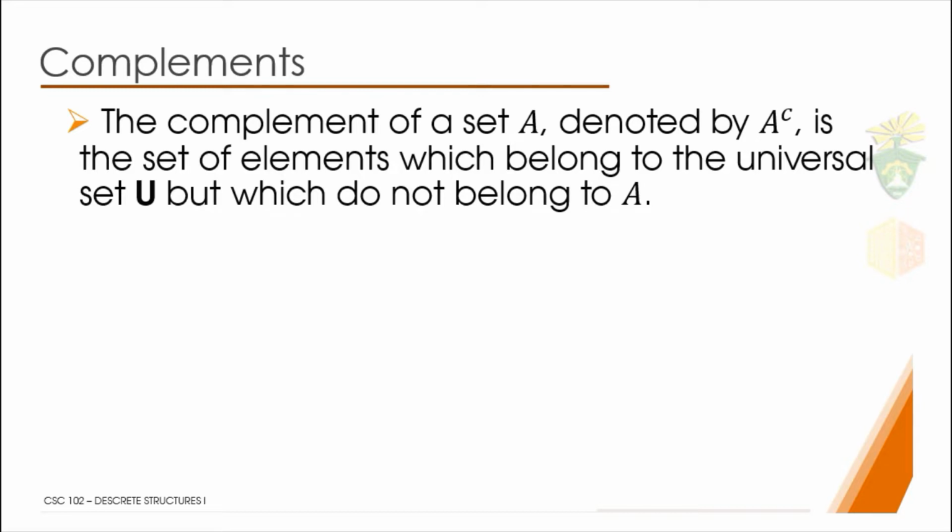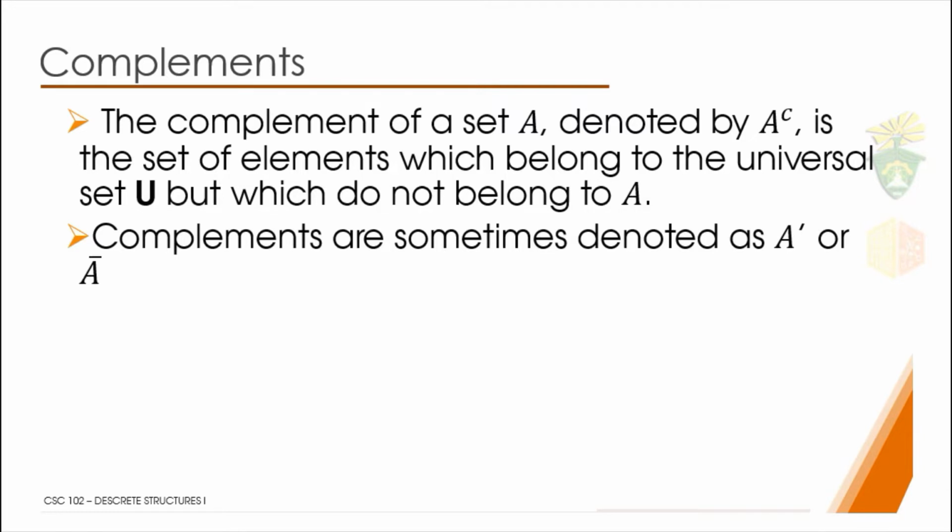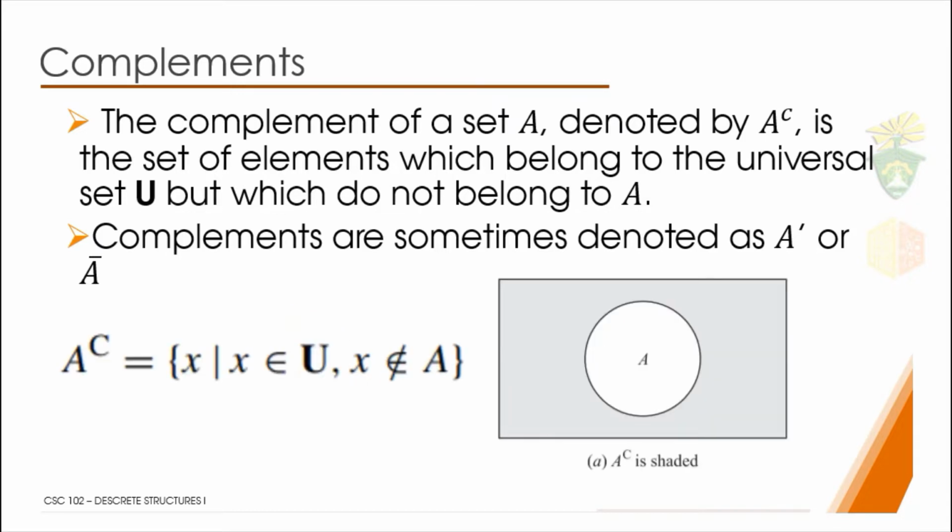Okay? Complements of a set are also often denoted as A prime or A bar. This is a formal definition of complement, which is read as: the complement of A is equal to the set of X, such that X is an element of the universal set, wherein X is not an element of A. If we show it visually using a Venn diagram, this is what it looks like, wherein the shaded part is the complement of set A.